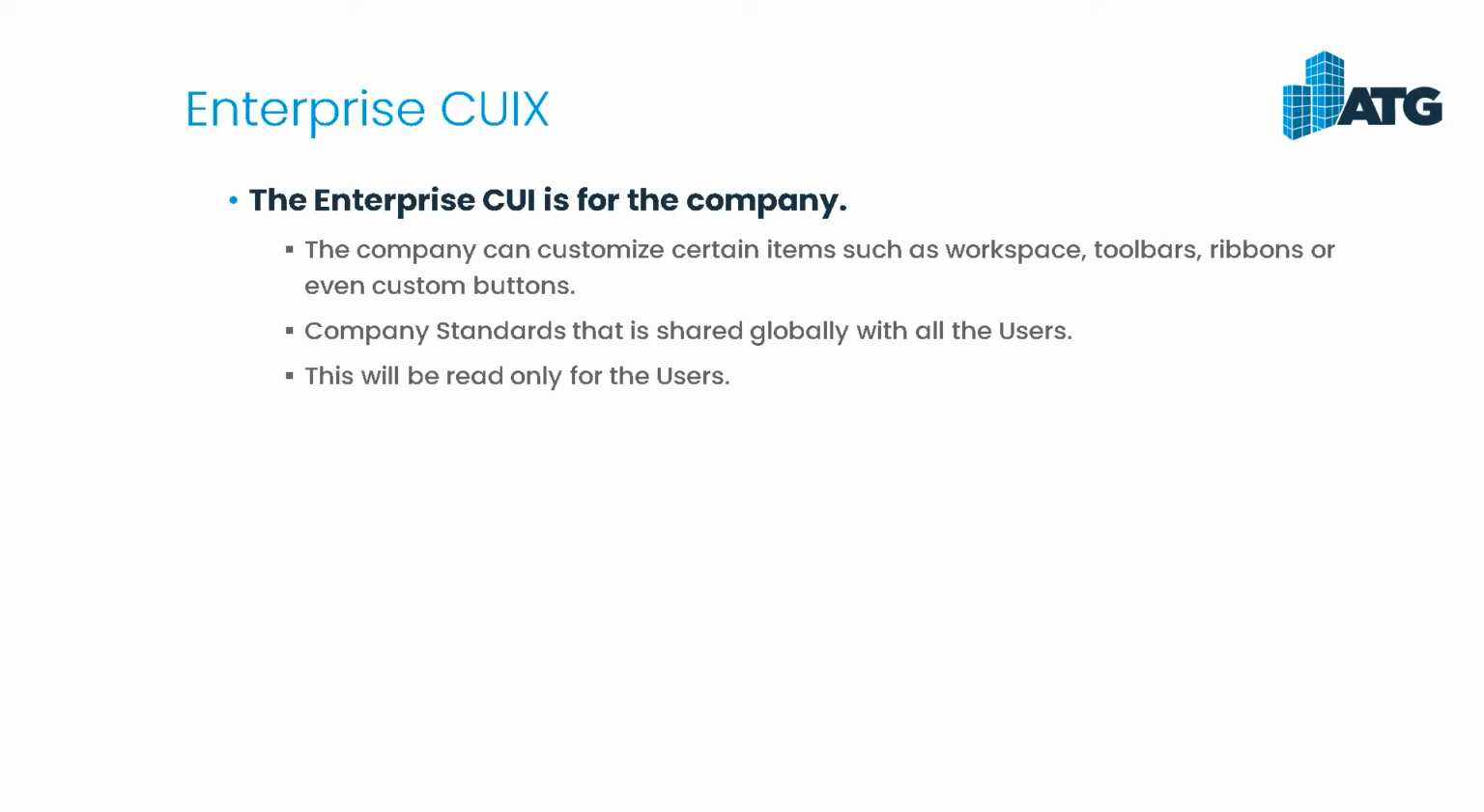And one of the key aspects to this is that this is going to be read only to the users. So they cannot modify the enterprise CUI part. An example of this would be, I put ATG because I like to put the initials of the company and then -INT for enterprise. And then of course, on the previous slide, you saw me put ATG-user. So that represents each individual user.